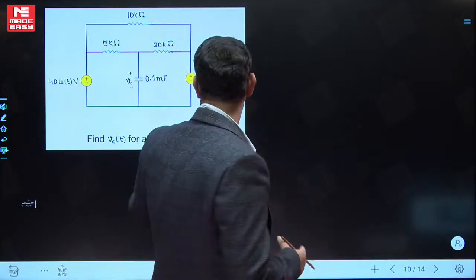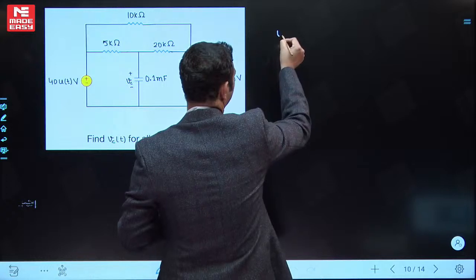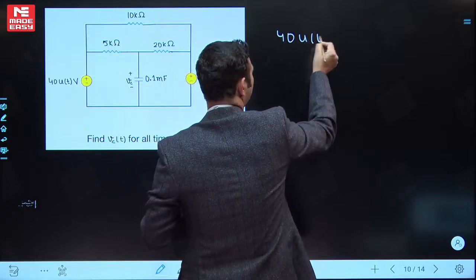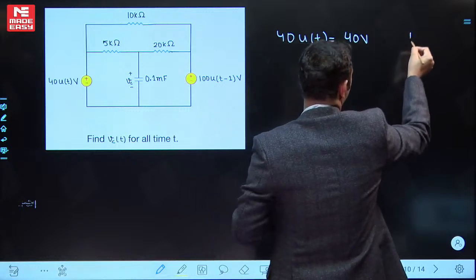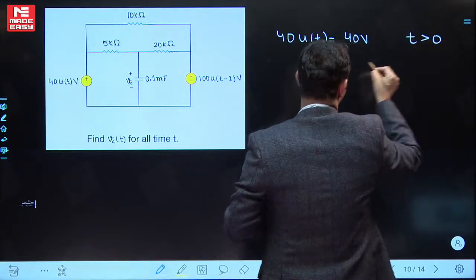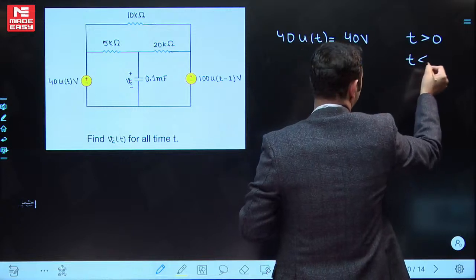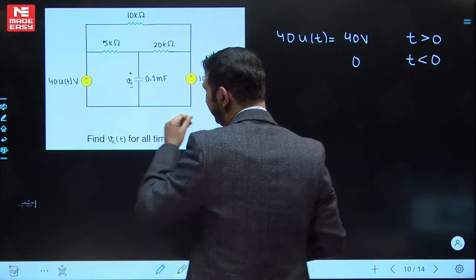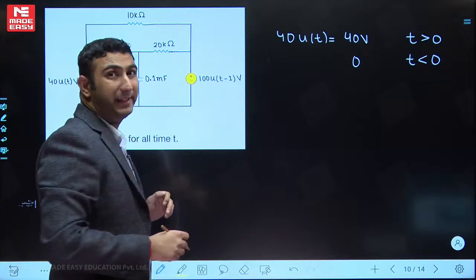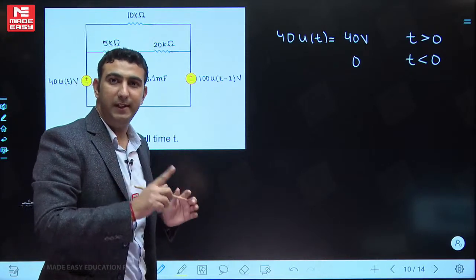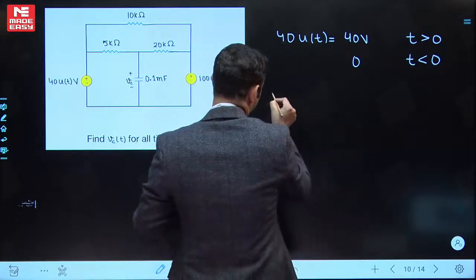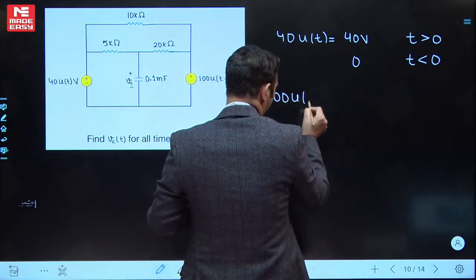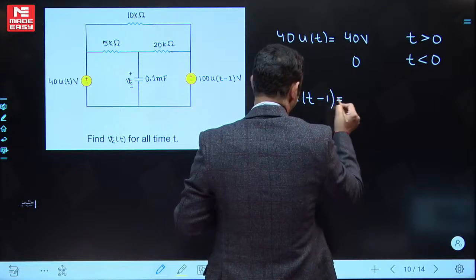Okay. If you see 40 u(t), 40 u(t) is equal to 40 for t greater than 0 and 0 for t less than 0. It means this source will get activated at t equal to 0. Before that, this will not be there. Next, 100 u(t minus 1).